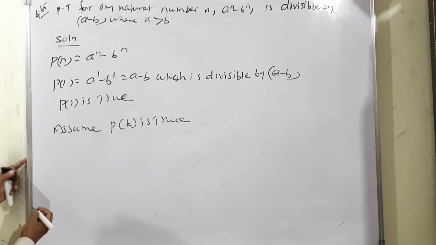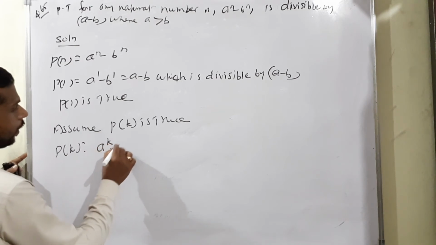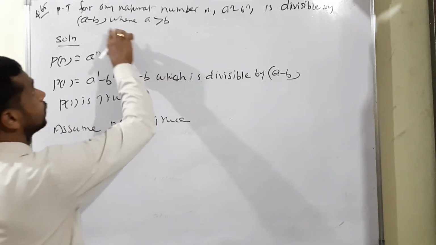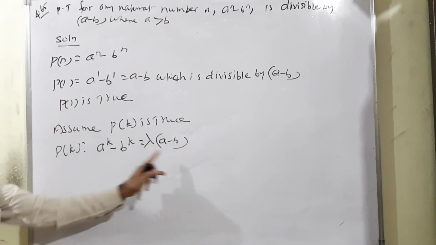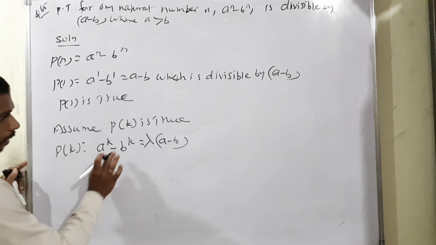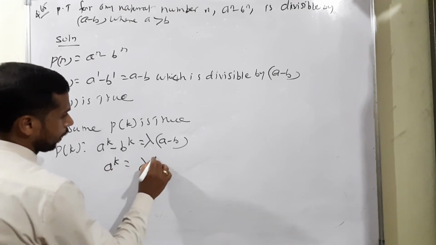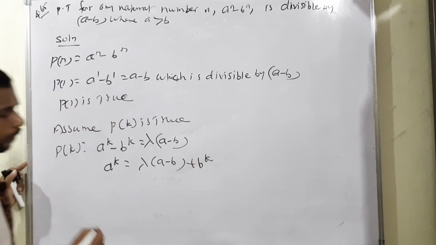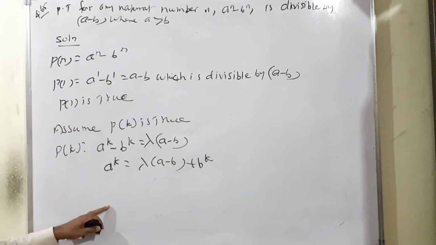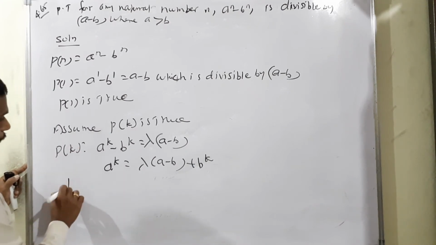So, p of k is true means instead of n, p of k means a power k minus b power k is divisible by a minus b. So, I will write it for some constant, lambda into a minus b. Now, a power k minus b power k is equal to lambda into a minus b means a power k is equal to lambda into a minus b, bring out opposite sign means positive b power k. So, finally, we have to show divisible by a minus b, that is one of the condition, okay, we should be proved.